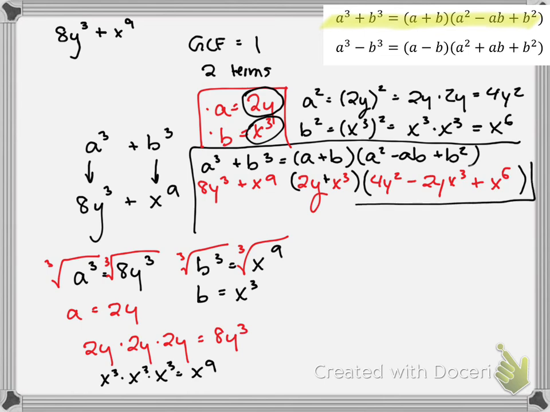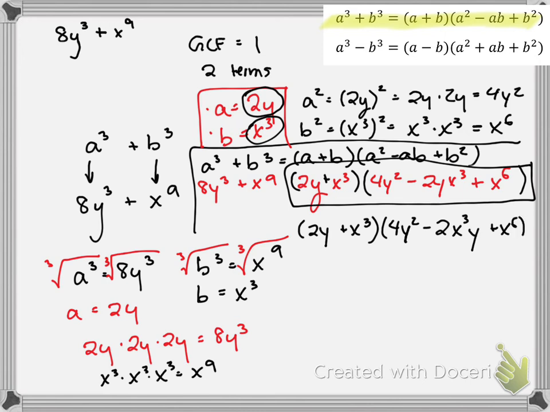The only thing that I might be tempted to change is we usually write our variables in alphabetical order. So instead of writing minus 2yx to the third, I would probably want to write 2x cubed y. Just because that's what we usually do. So that's our final answer. So again, 8y cubed plus x to the ninth is equal to this factorization right here.